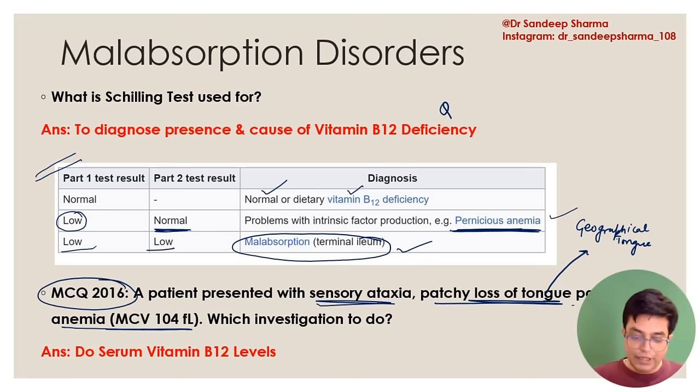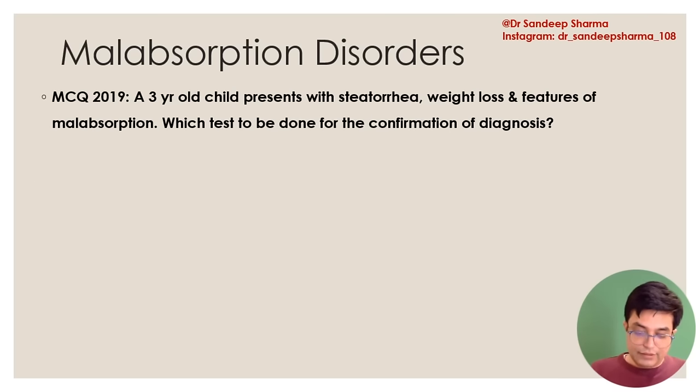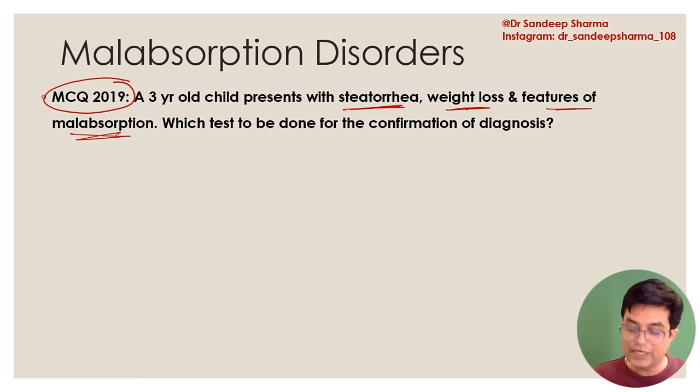Let's move further. And there was an MCQ from 2019: a 3-year-old child presents with steatorrhea. Steatorrhea means fatty stool, weight loss, and features of malabsorption. Which test is to be done for the confirmation of diagnosis? Question keh raha hai, confirmation of diagnosis. 3-year-old child mein agar fat malabsorption ho raha hai, weight loss is happening, you will suspect celiac disease, right? Wheat allergy, gluten sensitive enteropathy.